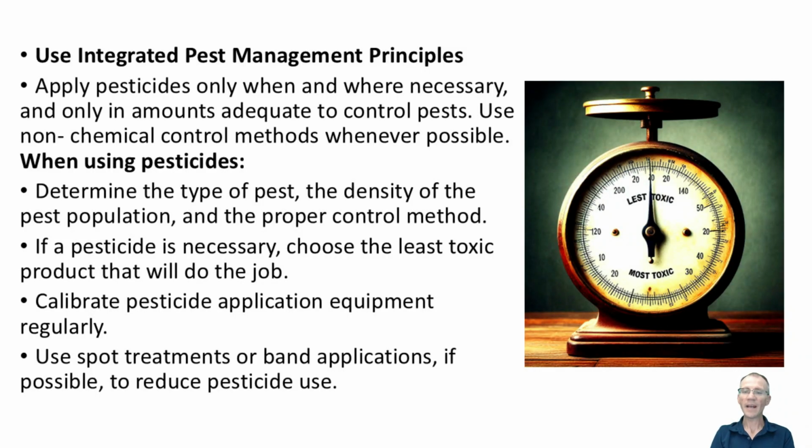Use integrated pest management principles. Apply pesticides only when and where necessary, and only in amounts adequate to control pests. Use non-chemical control methods whenever possible. When using pesticides, determine the type of pest, the density of the pest problem, and the proper control method. If a pesticide is necessary, choose the least toxic product that will do the job. Calibrate pesticide application equipment regularly. Use spot treatments or band applications if possible to reduce pesticide use.